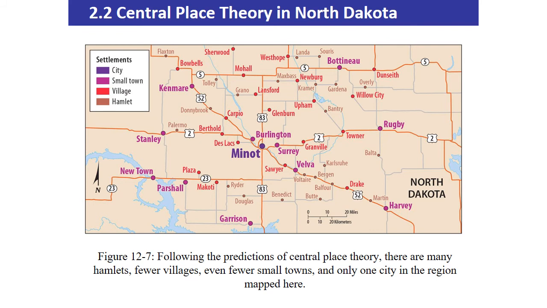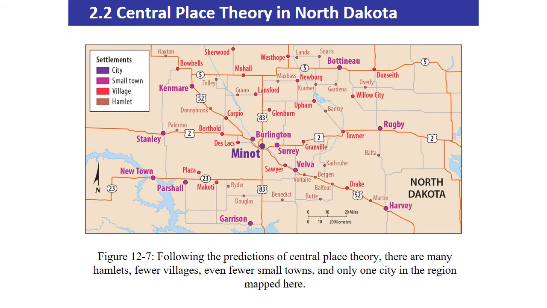Karlsruhe, Balta, Benedict, right? And that's the basic idea of central place theory, is that you're going to have one central place with the highest range, highest threshold services that all these communities from the surrounding area are going to treat as their central place for those services.